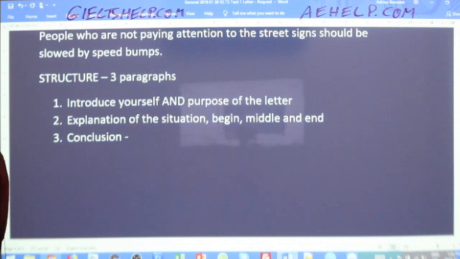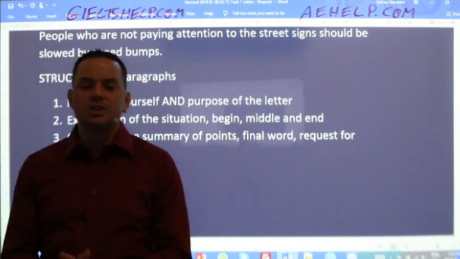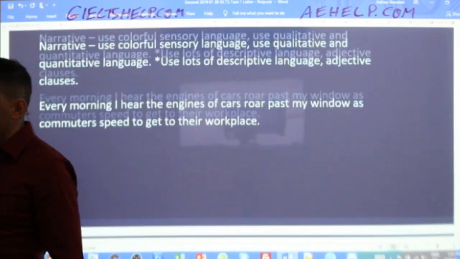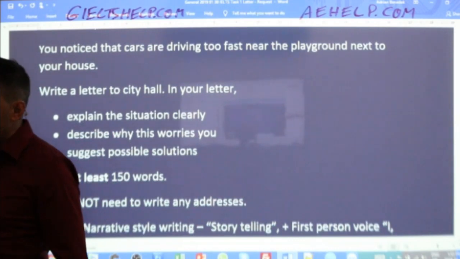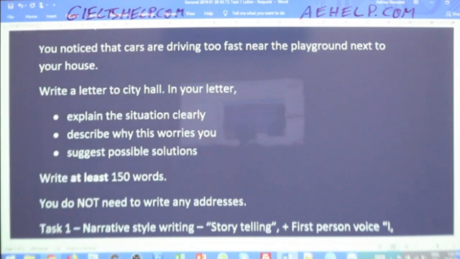Okay, and it's a summary of points, maybe an added point, a final word, and maybe some request for feedback. Okay, so request for communication back. So those are the 3 parts of the essay. Okay, so let's start off our letter. Okay, again, here's the question one more time. The question, students, you can also see it in the stream description. I've put it into the video description.